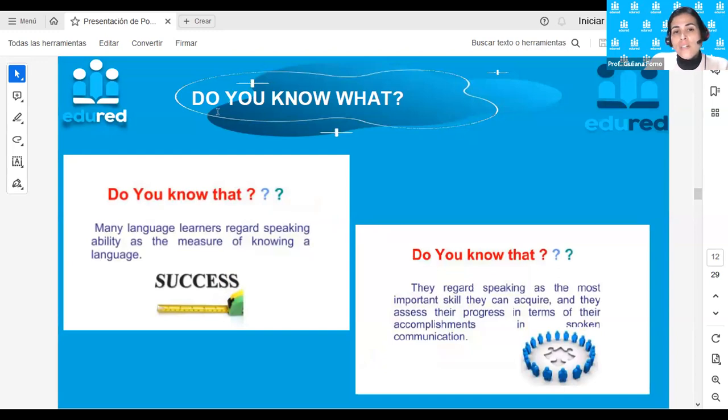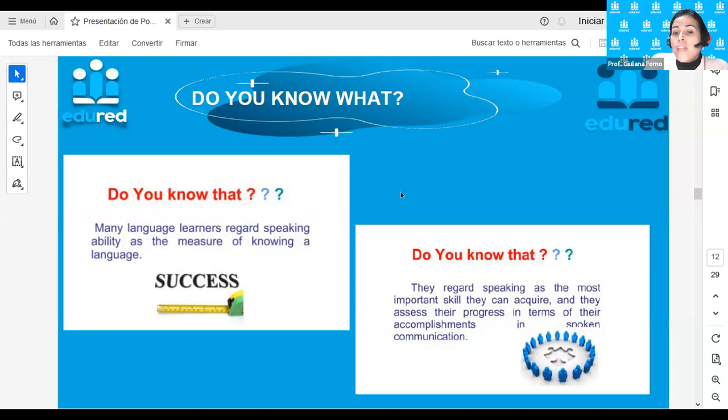Now, do you know what? Many language learners regard speaking ability as the measure of knowing a language. They think that if they know more grammar, if they know more about the language, they are going to have the speaking ability, and it's not related. Not necessarily, if you know more, you are going to be able to speak more. Again, if you can't use that information in a meaningful situation, you are not going to be able to do it.